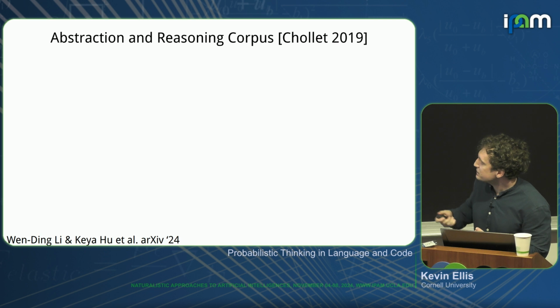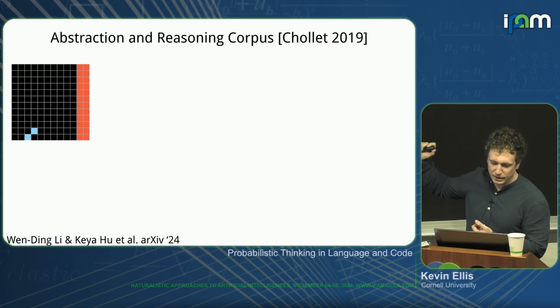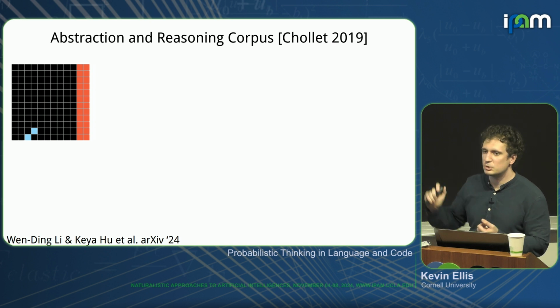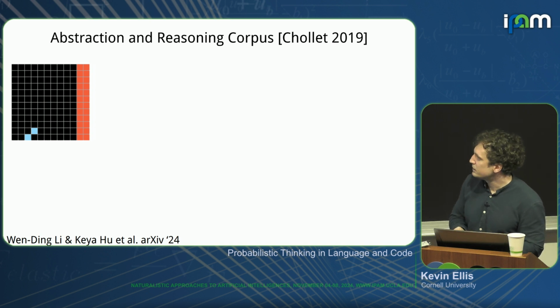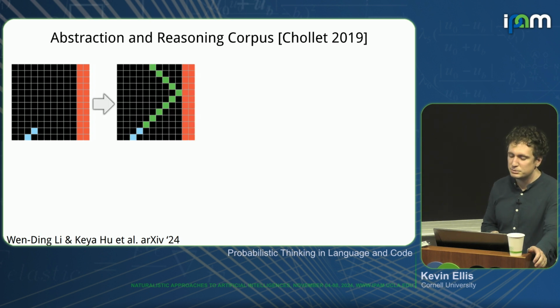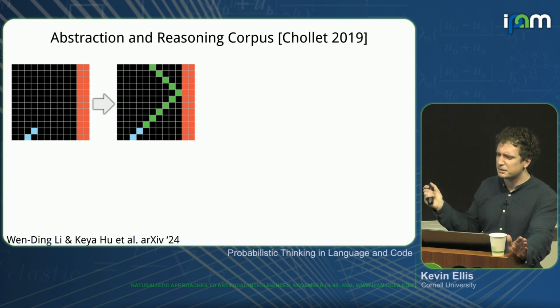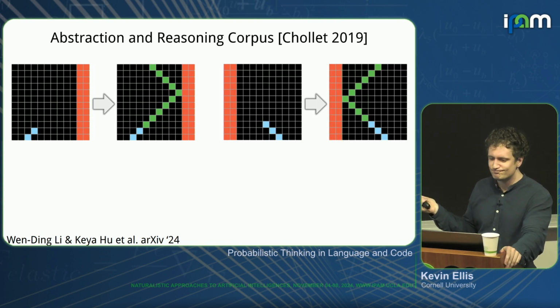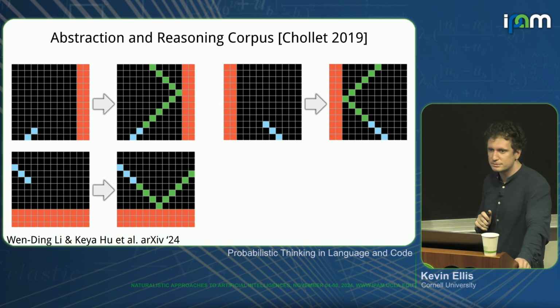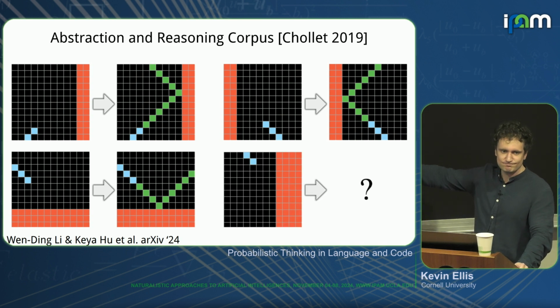In particular, we looked at these problems from the Abstraction and Reasoning Corpus, which, if you haven't seen them, are grid input-output problems. This might be an example input grid, and then you'd be told that the target output grid is this. I think it's kind of like bouncing, almost. You would get a couple more examples. You're trying to generalize from only two or three examples, and then you'd have to draw the output grid here.